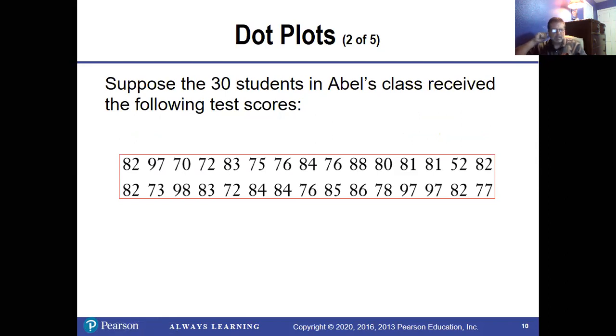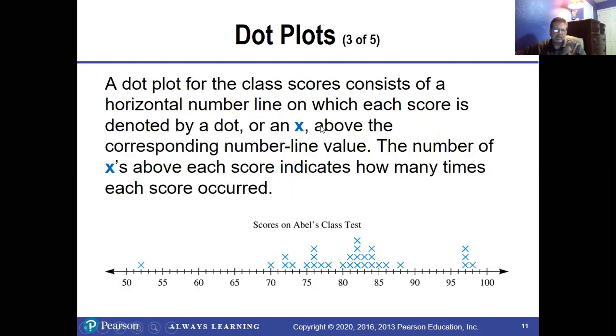So here you have 30 students and their test scores. In a dot plot, we can take these 30 scores and reference them by using a tabular kind of thing. Each X represents a person and their score. So notice 50 all the way to 100. Why they picked 50 is because the lowest score here looks like 52. So you're going to have different things that you can see.